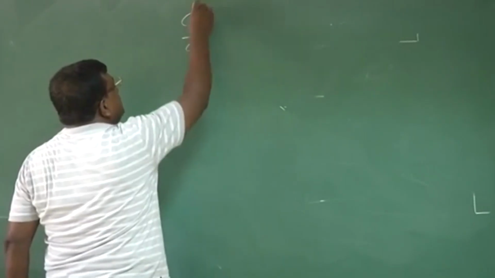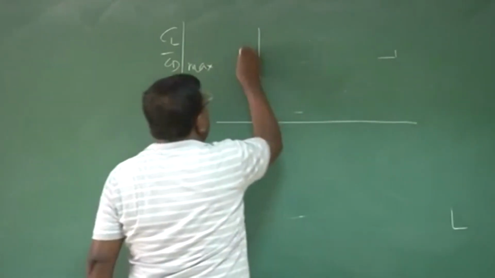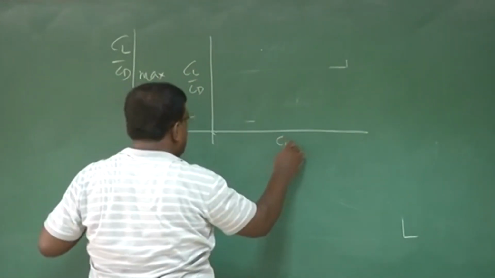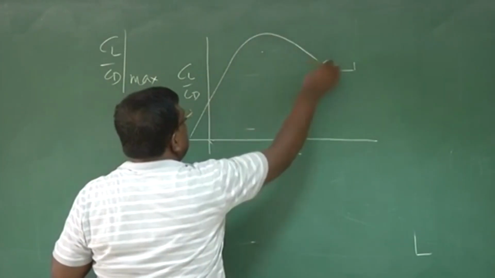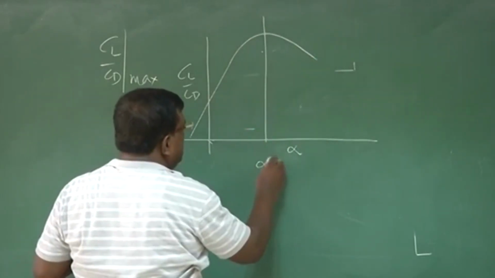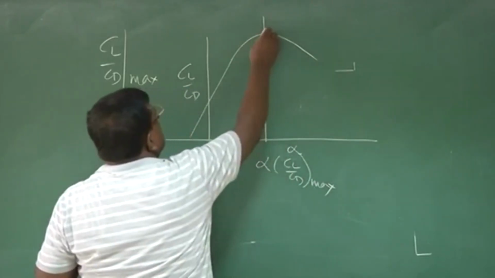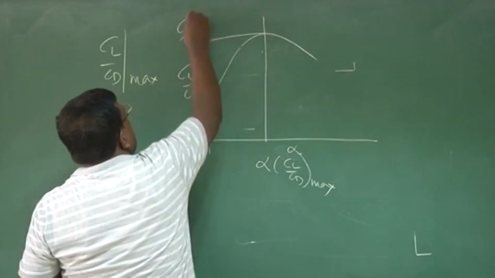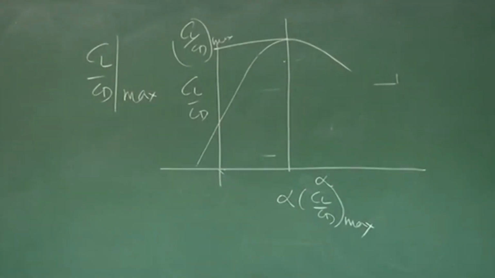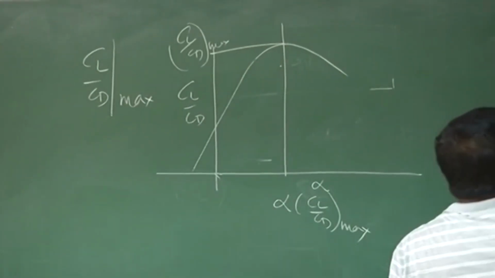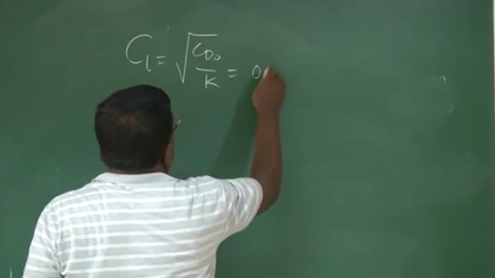CL by CD max. If we plot CL by CD versus CL, or let's say versus alpha, then the figure will go something like this. So there is a typical alpha for which CL by CD is max. This is CL by CD max. What is the message from here? Let us understand one thing from the pilot's point of view. Suppose we are telling the pilot to fly at root of CD naught by K and it happens to be 0.2, let us say.